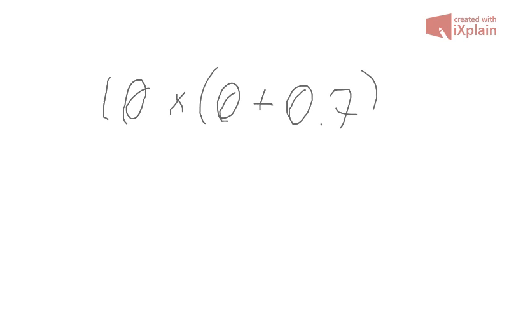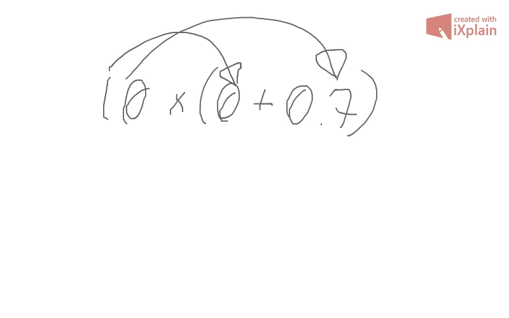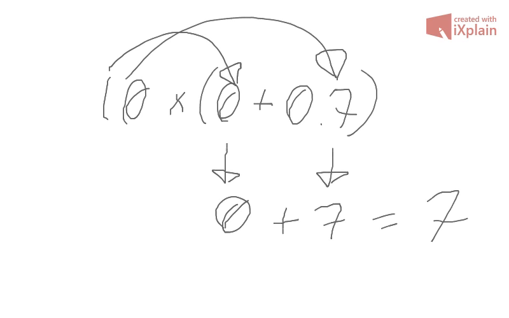So the first thing you see on the left is actually what you're going to solve. For example, the first one says 10 times (0 plus 0.7). So you're going to distribute your 10. 10 times 0 is 0. 10 times 0.7 is 7. You add those together and the answer is 7. And that would be your answer for the 10 times 0.7.